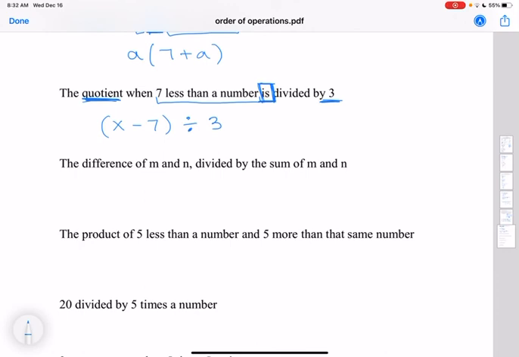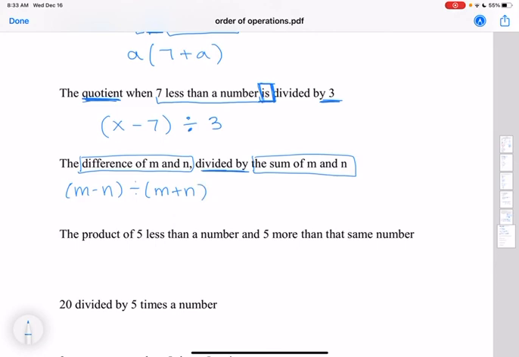Okay, so the difference of m and n, so difference means subtraction. So look at, there's a lot going on here, right? So we're going to have the difference of m and n divided by the sum of m and n. So 2 main ways to write this. The difference of m and n, we could have m minus n, divided by, you'd want those in parentheses, the sum of m plus n.